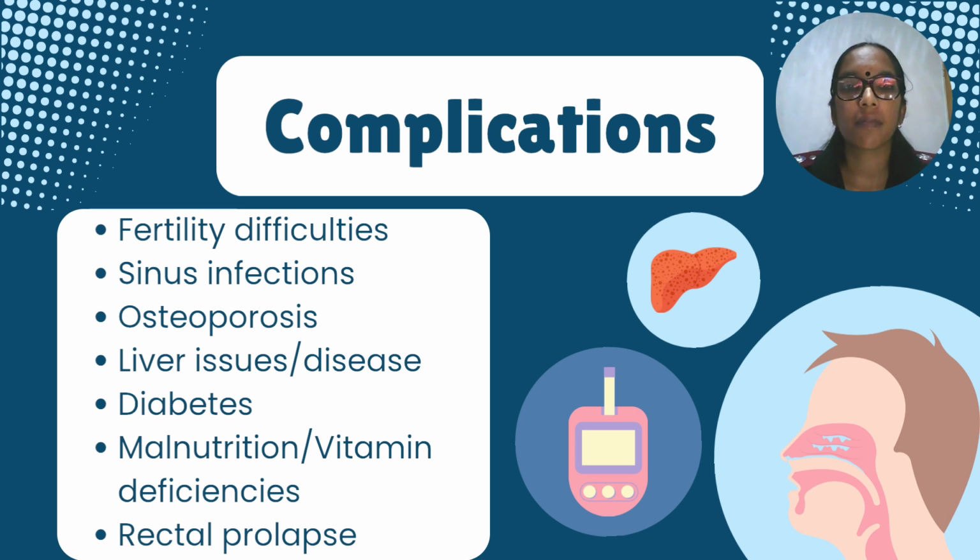Diabetes. Damage to the pancreas affects insulin production, causing cystic fibrosis related diabetes or symptomatic diabetes. Malnutrition or vitamin deficiencies due to mucus blocking the digestive enzymes from reaching the intestines, reducing nutrient absorption. Rectal prolapse may be due to frequent coughing and straining, increasing pressure and pushing part of the rectum out.